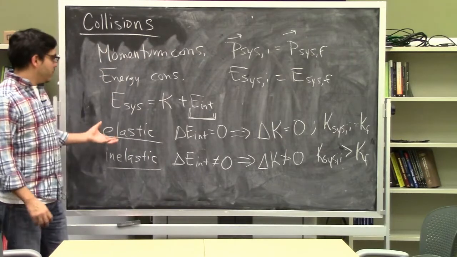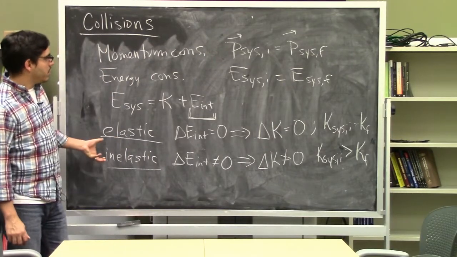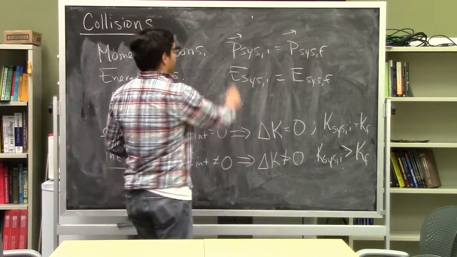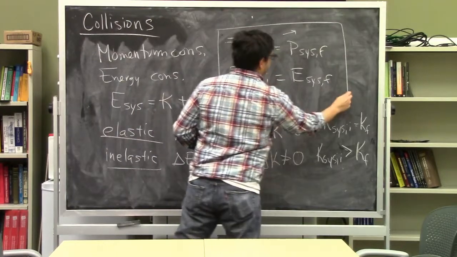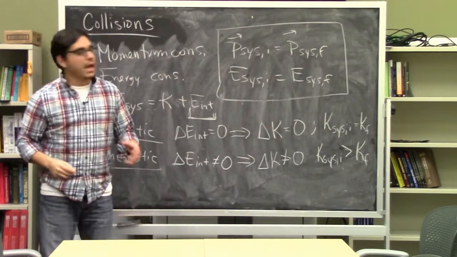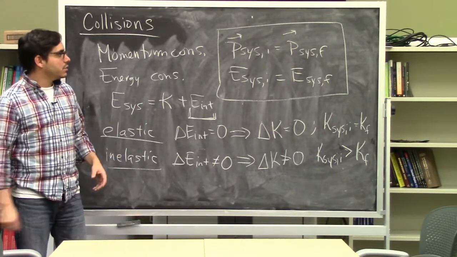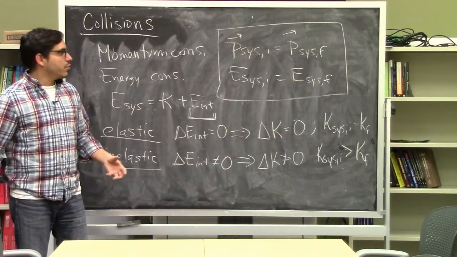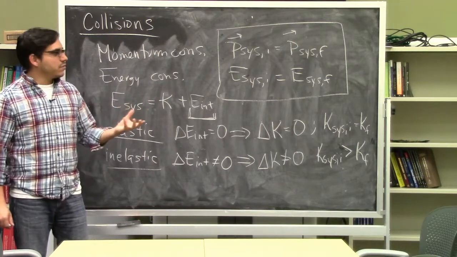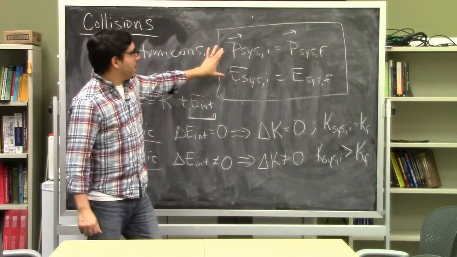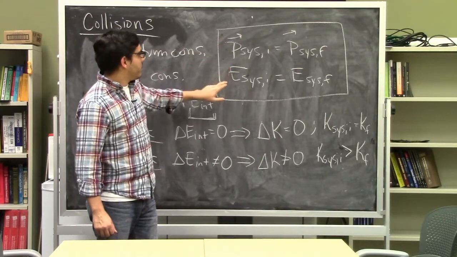So these are the two kinds of collisions that we're going to work with. But what I want you to really pay attention to are these two principles which govern how we understand the interactions that occur during a collision. We neglect all the external forces and the external works and so forth, and we end up being able to just look at how the momentum is conserved and how the energy is conserved.